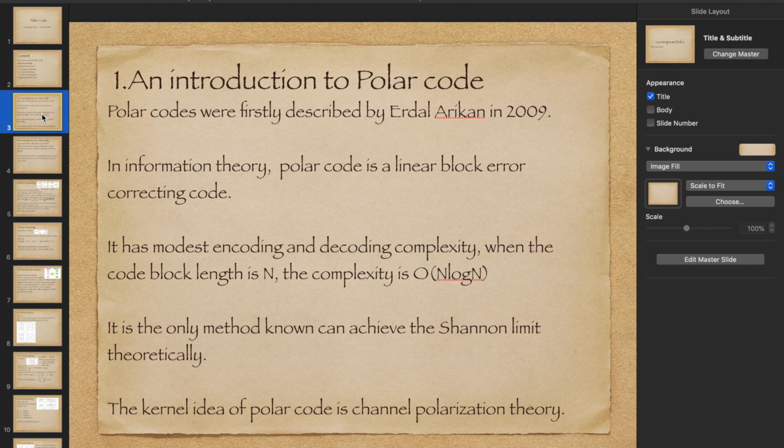It is the only method known that can achieve the Shannon limit theoretically. And the kernel idea of polar code is channel polarization theory.